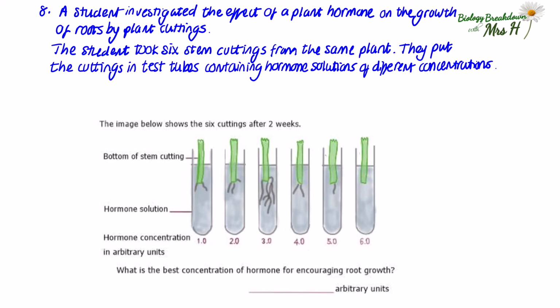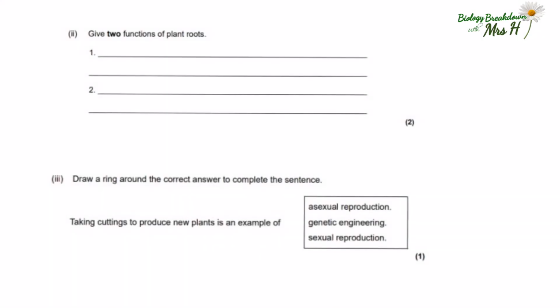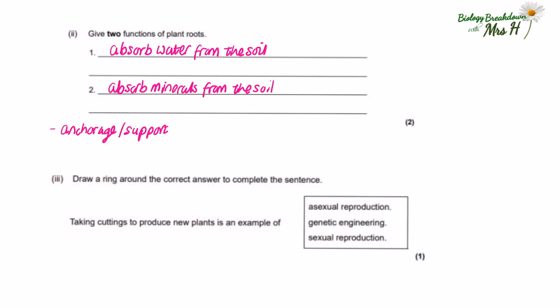Wow, wouldn't we love this one in an exam? That's definitely 3, isn't it? That's nice and easy. Give 2 functions of plant roots. Okay, absorb water from the soil, absorb minerals from the soil. You might also put anchorage and support, but remember, you just got to write 2.